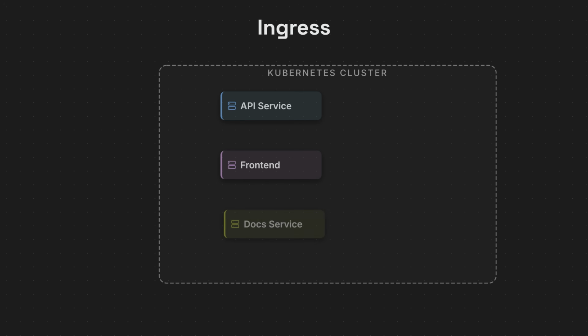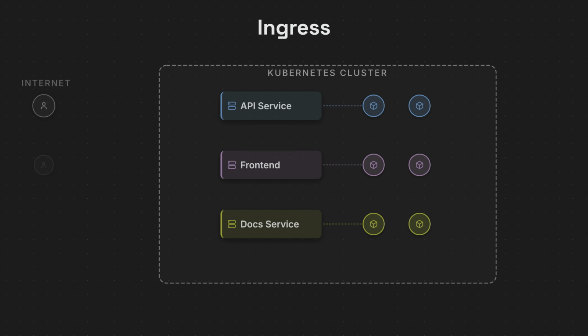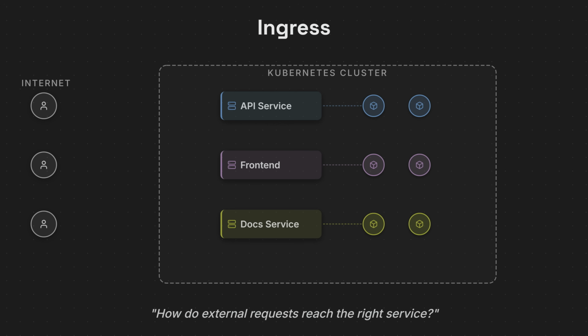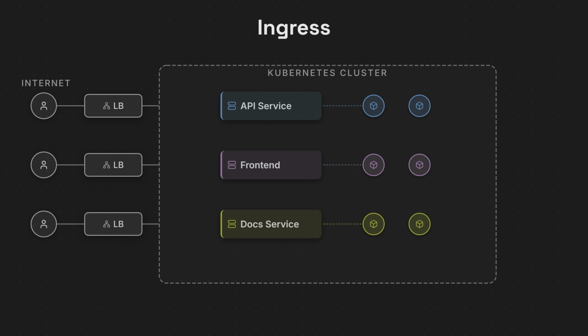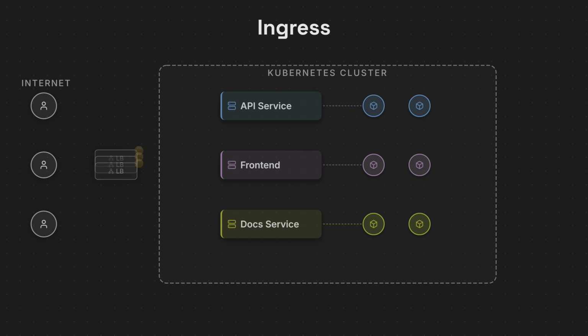So far, everything we've talked about lives inside the cluster. Pods talk to services. Services route to pods. It's a clean internal network. But at some point, actual users on the actual internet need to reach your application. You could give each service its own load balancer, but that means a separate external IP and a separate cloud load balancer for every service you expose. That gets expensive and messy fast. You want one entry point that routes requests to the right place based on the URL.